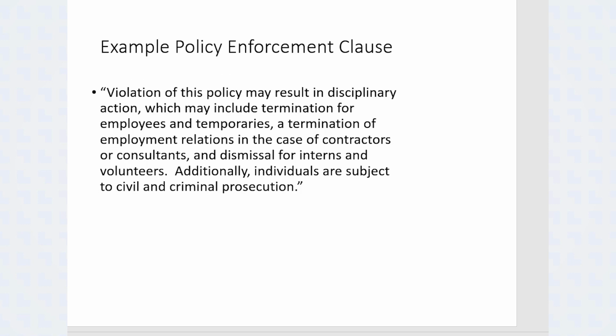Here's an example of a policy enforcement clause. A violation of this policy may result in disciplinary action, which may include termination for employees and temporaries, a termination of employment relations in the case of contractors or consultants, and dismissal for interns and volunteers. Additionally, individuals are subject to civil and criminal prosecution.